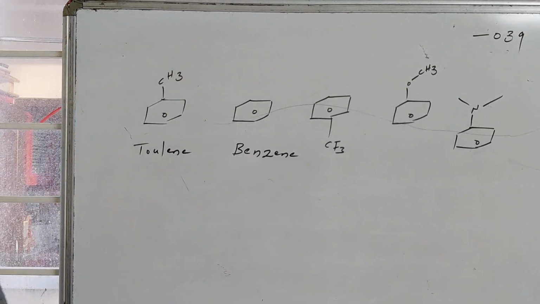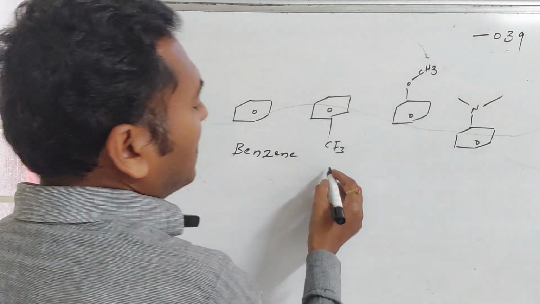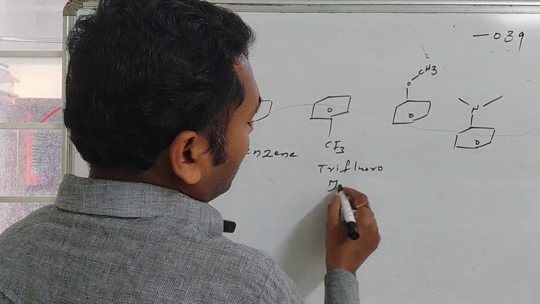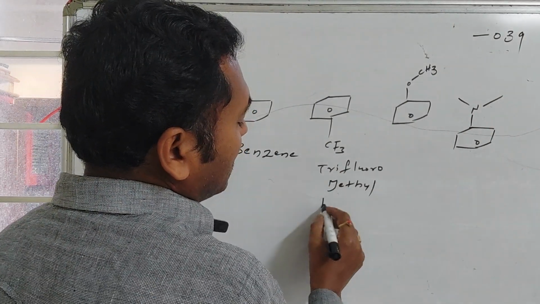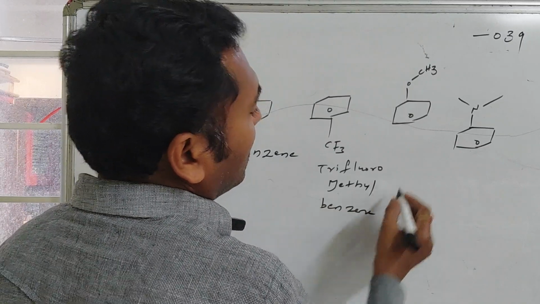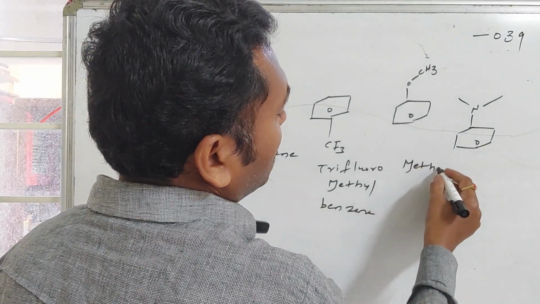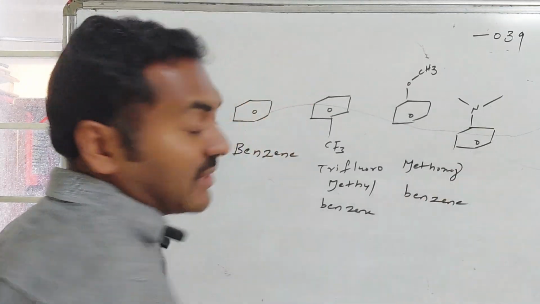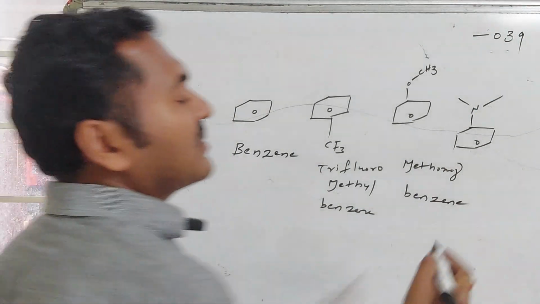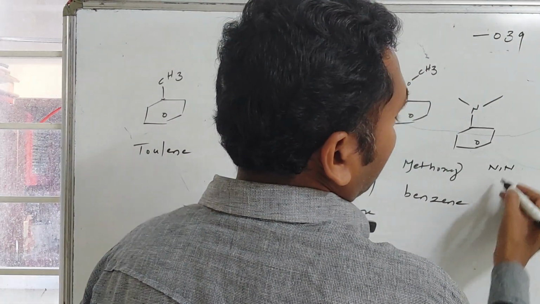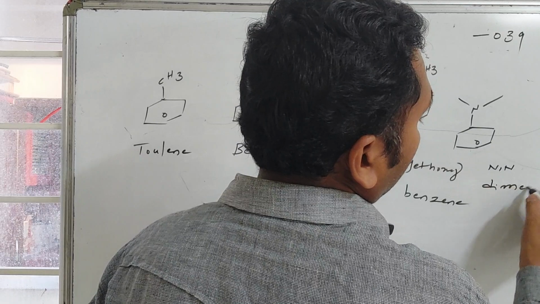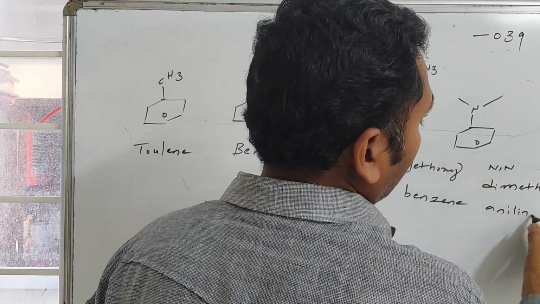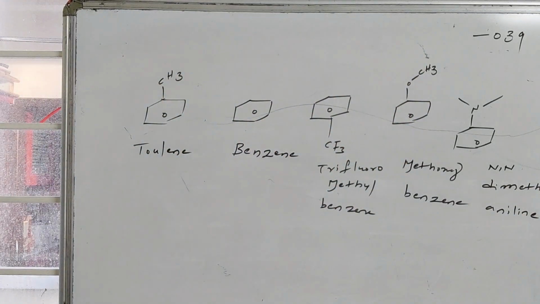This is trifluoromethyl benzene. Trifluoromethyl benzene is the name of this particular compound. And this is methoxybenzene, known as anisole. This is methoxybenzene. The other name of methoxybenzene is anisole. This is N,N-dimethylaminobenzene, known as what? Aniline. N,N-dimethyl aniline is the compound.